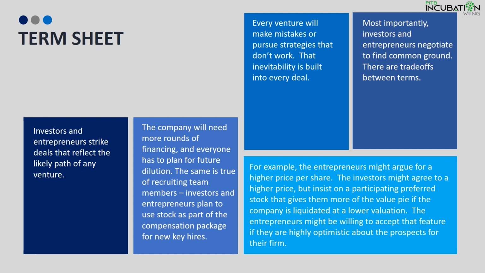The company will need more rounds of financing and everyone has to plan for further dilutions. The same is true of recruiting team members. Investors and entrepreneurs plan to use stock as part of the compensation package for new key hires. Every venture will make mistakes or pursue strategies that don't work. The inevitability is built into every deal.